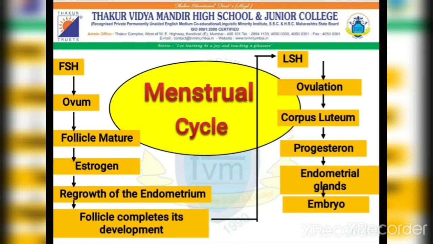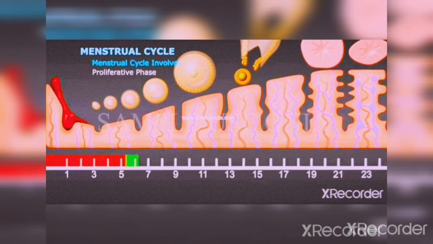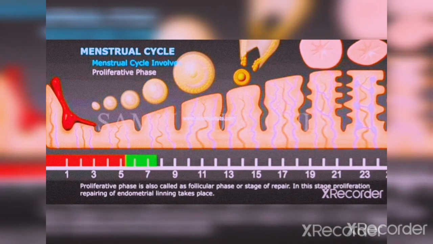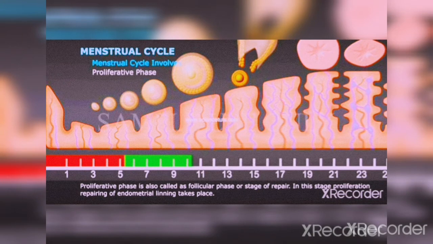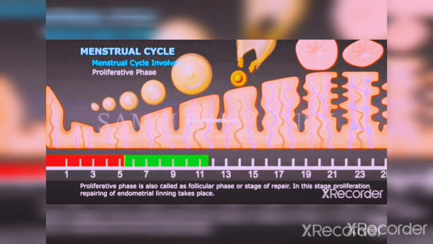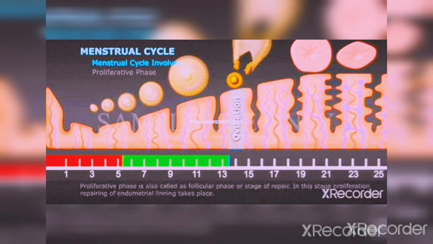The whole menstrual cycle can be understood with the help of this video which is indicated here. The menstrual cycle involves the proliferative phase. The proliferative phase is also called the follicular phase or stage of repair. In this stage, proliferation and repairing of the endometrial lining takes place.